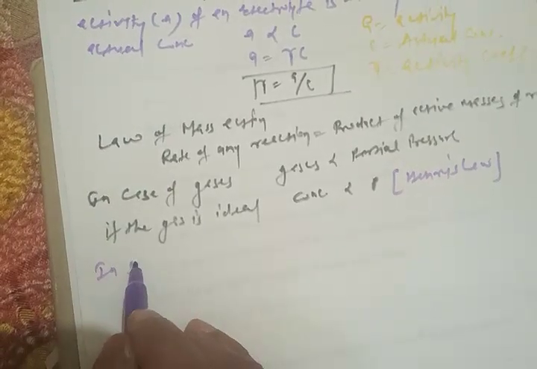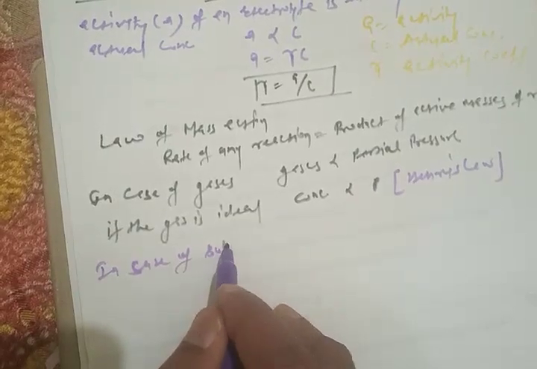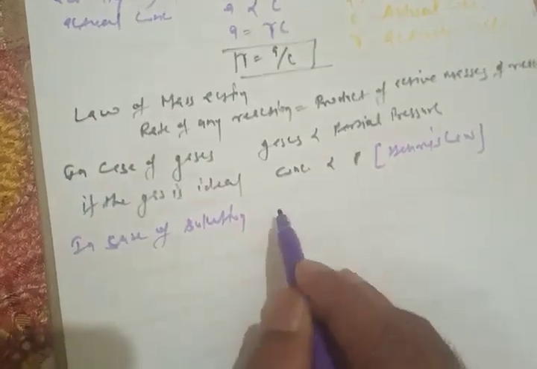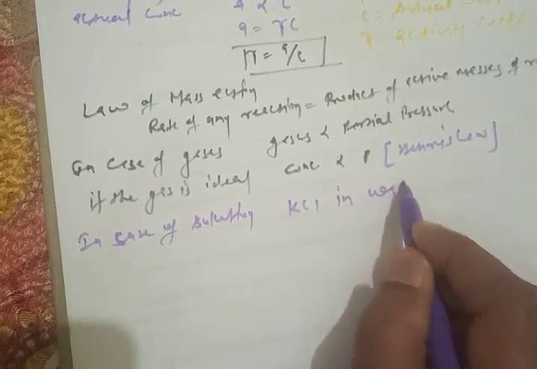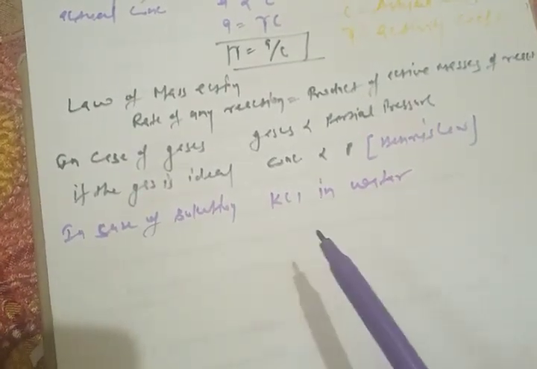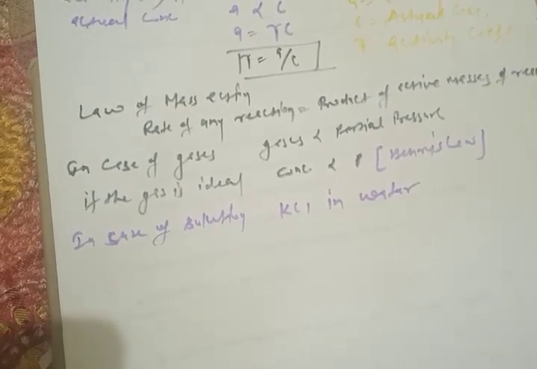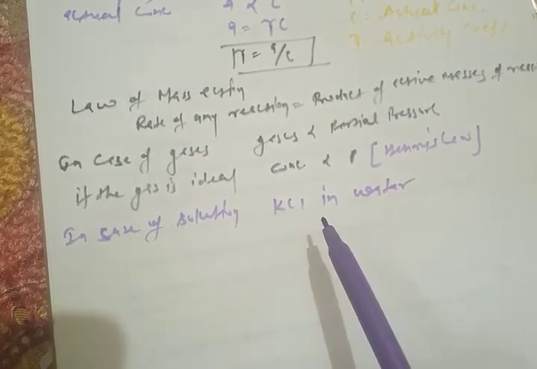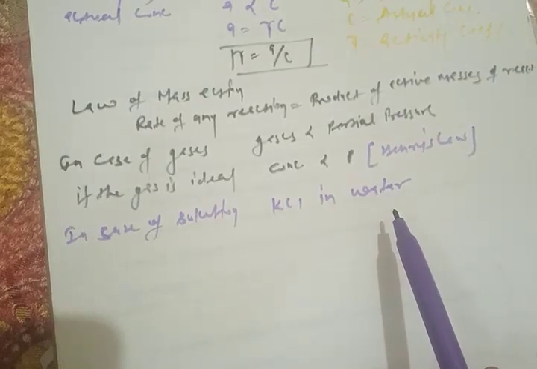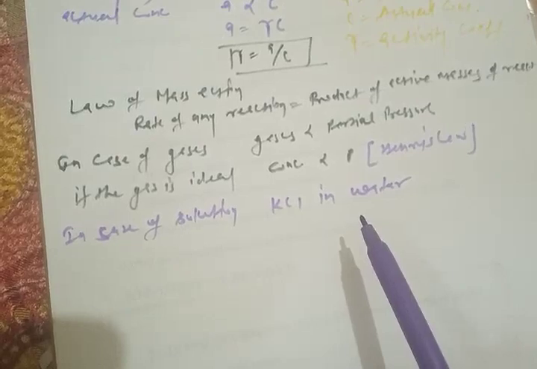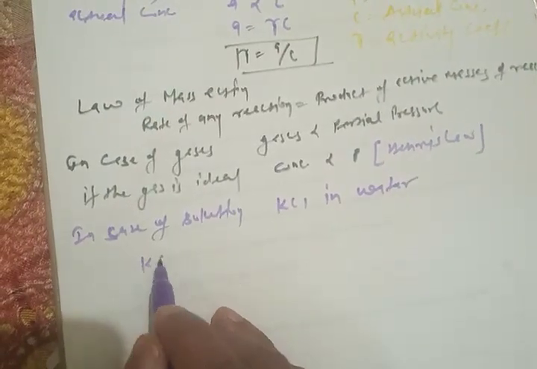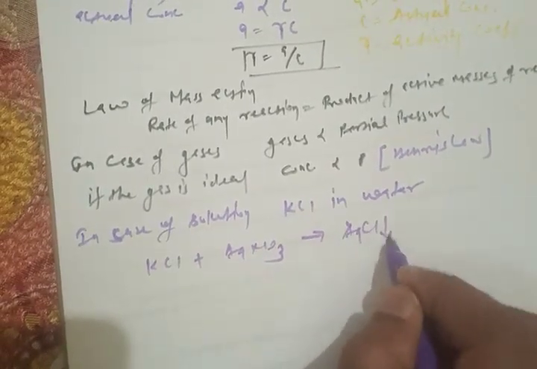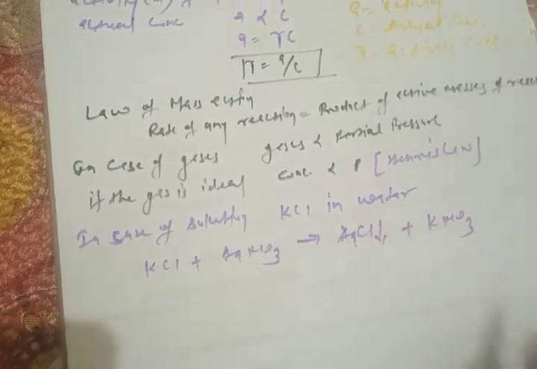In case of solution, let's take an example. If you have KCl in water, what happens with it? This is actually hydration. Some amount of K ion and Cl ion will be hydrated with water. Some amount, not every amount. And if we then add silver nitrate in this solution, what will happen? Here we'll get AgCl precipitate with KNO3.